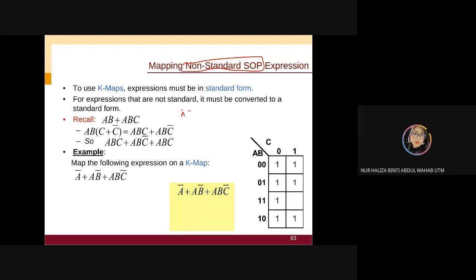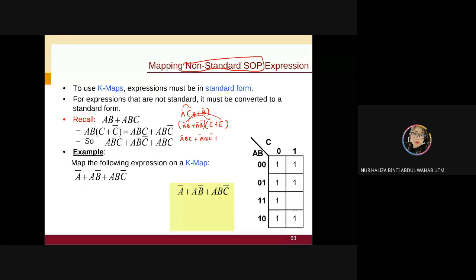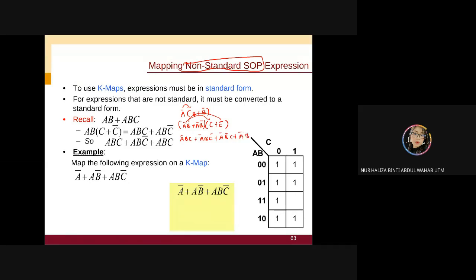You have A bar and then you need to multiply with B plus B bar. You're going to do the step which is A bar B plus A bar B bar. Like this, right? And then you're still missing what? You're still missing C. Then you need to multiply again. A bar B C plus A bar B C bar plus A bar B bar C plus A bar B bar C bar. So you can see you have several steps. Then you're going to do like this to standardize. Then you can get your answer.